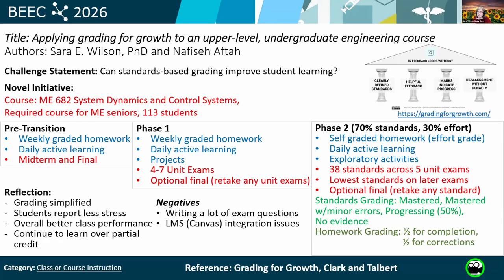The next level up was progressing. So progressing, they got 50% of the points for that. And that was if they had some stuff that was okay, but they didn't show that they had mastered that skill. And then no evidence if it was blank, if they didn't take the test, or if they just gave us nonsense. That was the standards-based grading.